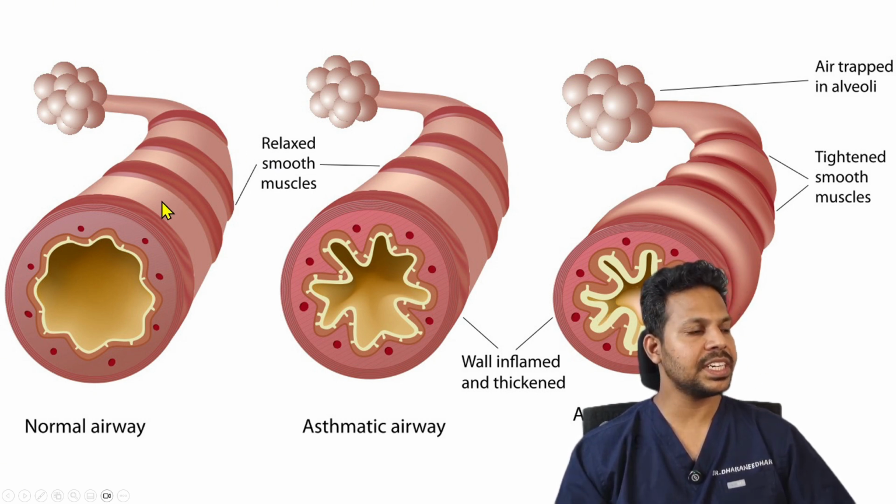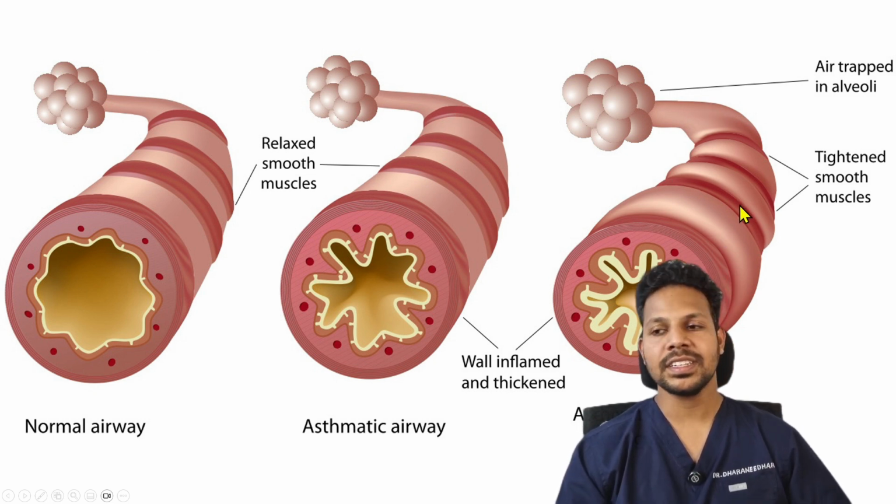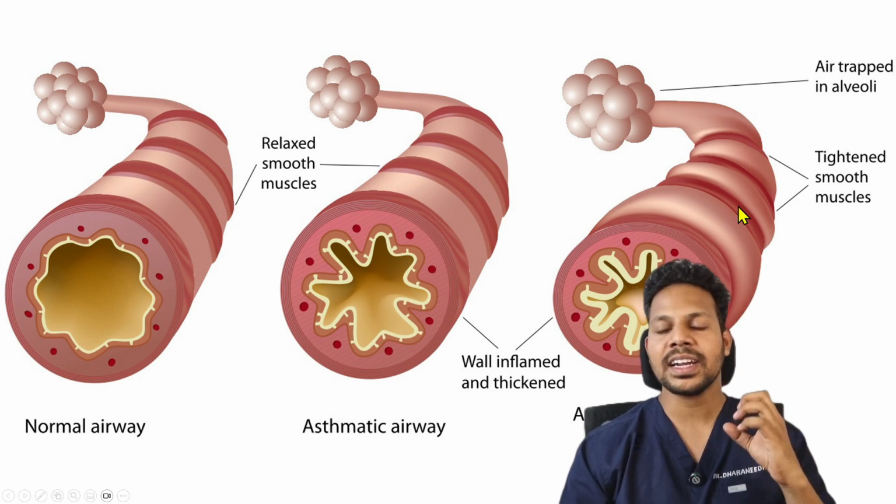And here you can appreciate the smooth muscles are relaxed in the normal airway as well as the asthmatic airway when there is no significant bronchoconstriction, or when the patient is not having an acute attack. And this is the state when the patient's bronchial smooth muscles are constricted.